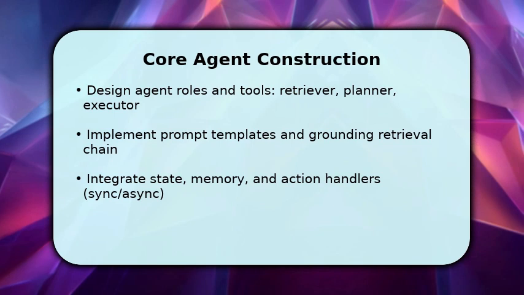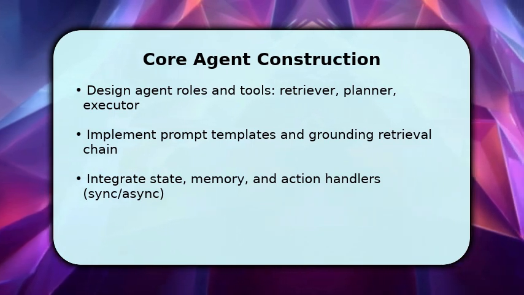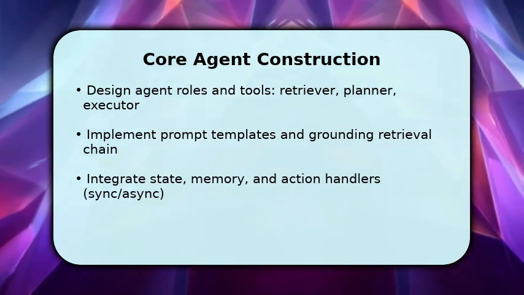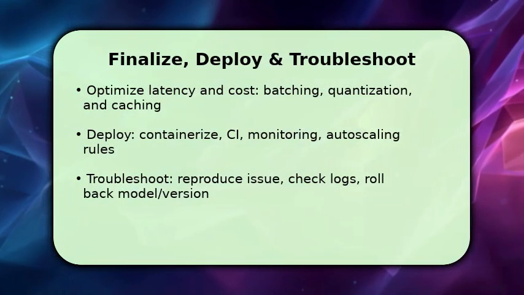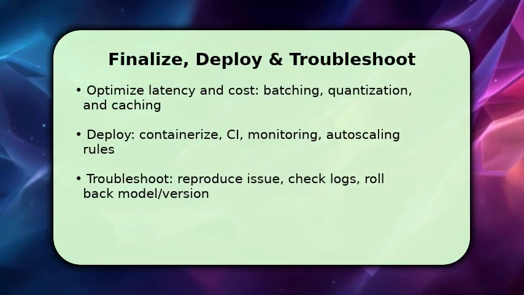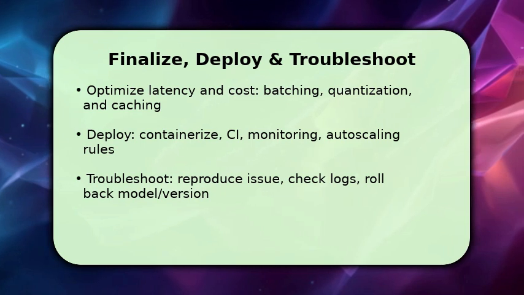Then run an orchestrated flow to observe timing and token usage under realistic prompts. Finish by optimizing for latency and cost. Apply batching, quantization, and cache common retrievals to reduce calls.